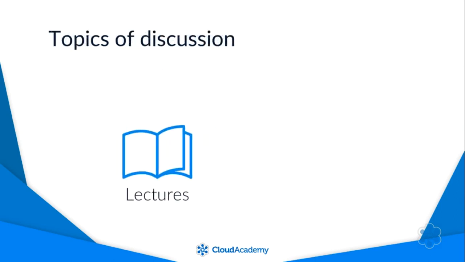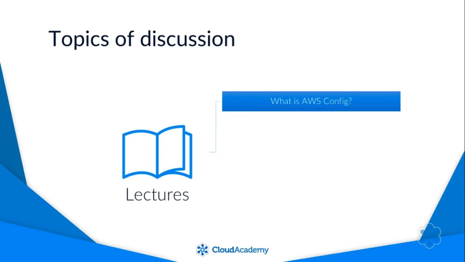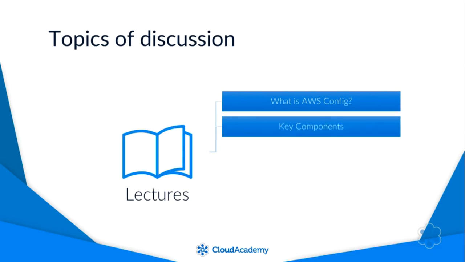Throughout this course, we are going to be taking a deep look at AWS Config, and as a result, the following areas are going to be discussed. Starting with what is AWS Config. Within this lecture, we will understand exactly what the service is and what function it provides. Next, we'll take a look at key components. This lecture breaks down the service to allow us to look at all the components and their relationship to each other and the role they play as a part of the AWS Config service.